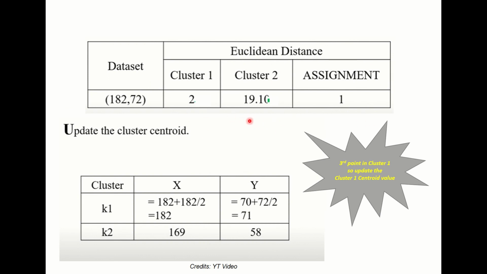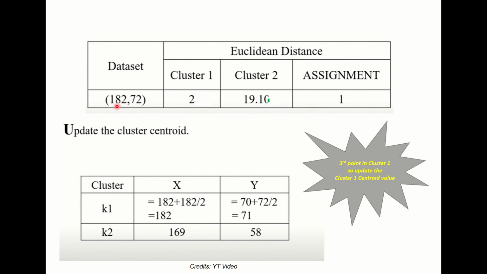So which one will you be assigning this data point into? You will be putting this into cluster 1. Now you are going to put the third point onto cluster 2. So what you have to do is update the cluster centroid. Which cluster's centroid will you be updating? The K1, right? So you will be updating K1.